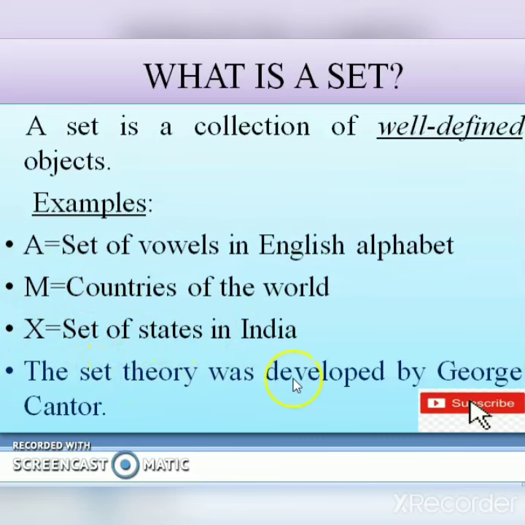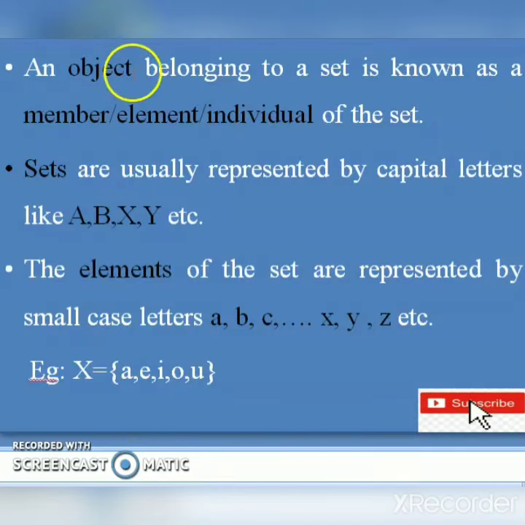Now, this set theory was developed by George Cantor. In this theory, any object which belongs to a set is known as a member or element or individual of the set.